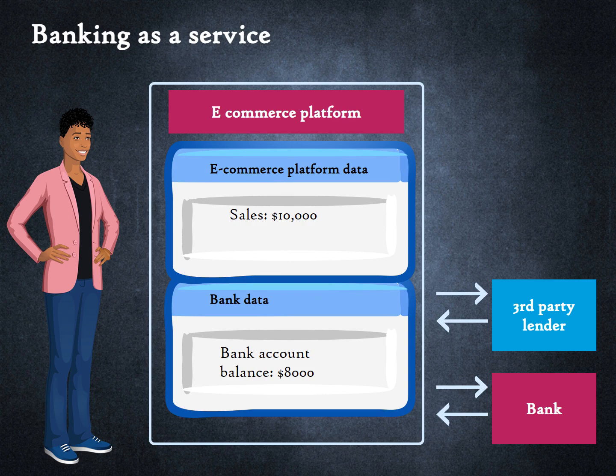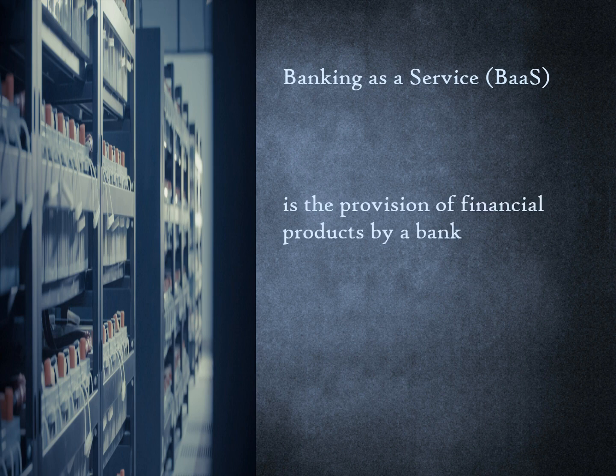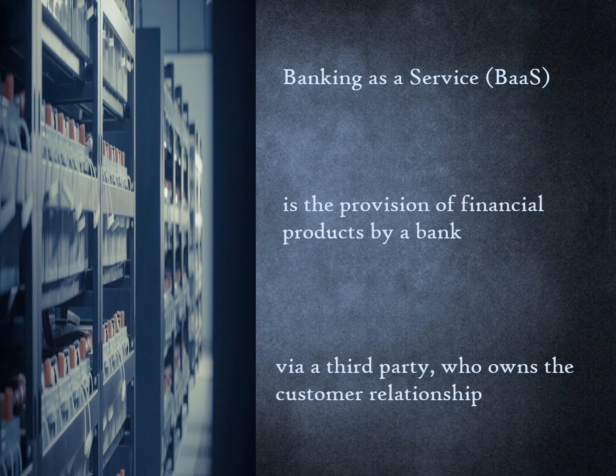these short-term loans. In the example we just reviewed, the bank that owned the underlying bank account was providing its services through the app of a third party. This model is called banking as a service. Banking as a service refers to the provision of financial products through third-party apps. As we learnt earlier, this is made possible by cloud and API technologies.